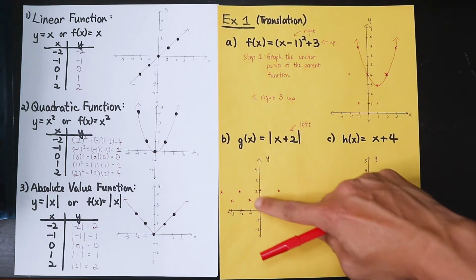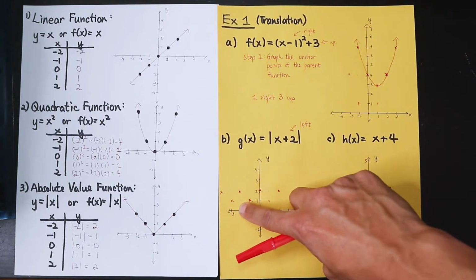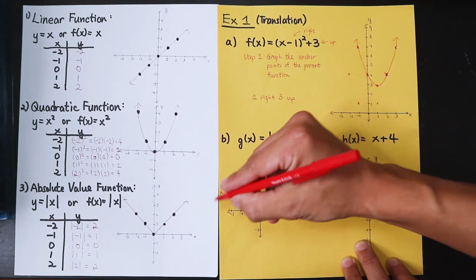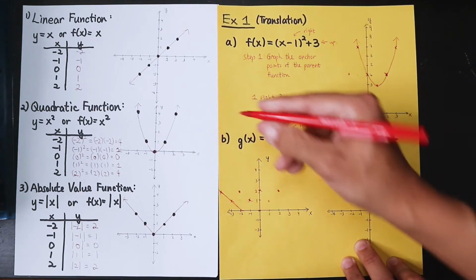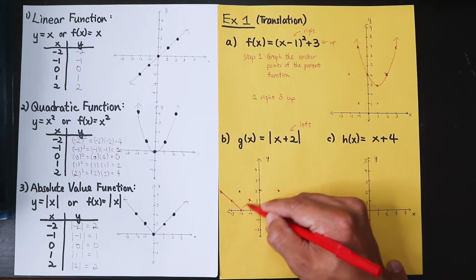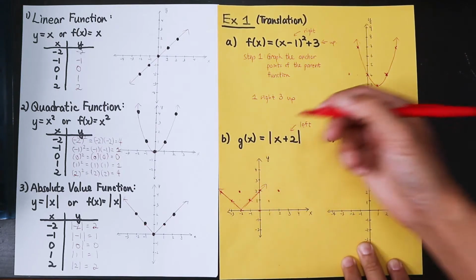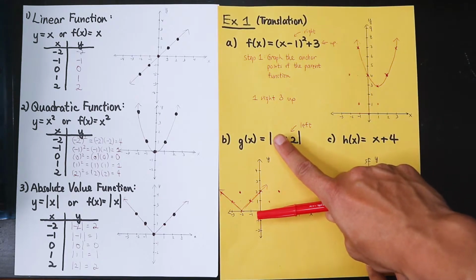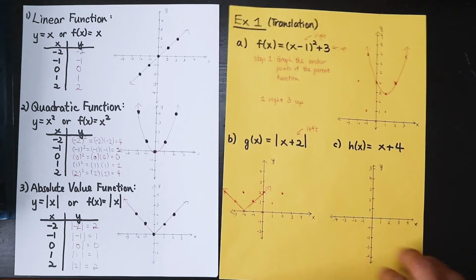So you notice that this V shape shifted 2 units to the left, and the shape stays the same. Kind of like how you learn in middle school, every time you have a translation, it does not change the shape and size. It just moved to some other place from its starting point. So this is the graph of absolute value of x plus 2.